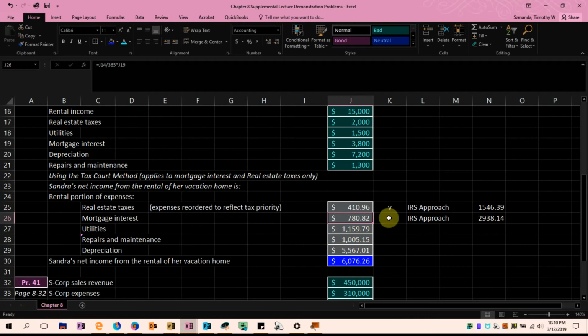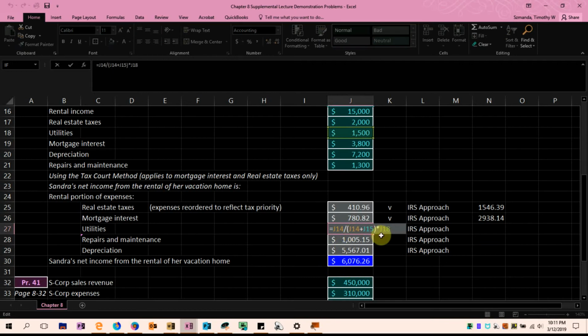Now, what do we do with the rest of the expenses? Well, the rest of the expenses automatically use the IRS approach. So there is no choice for the rest of these expenses. We'll automatically use the IRS approach. And again, the IRS approach is exactly as I demonstrated up here to the right.